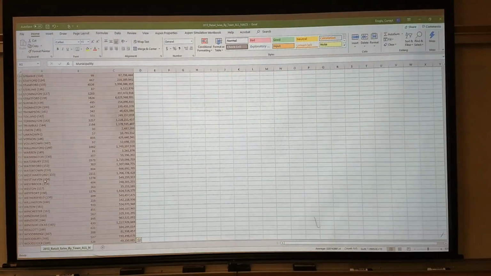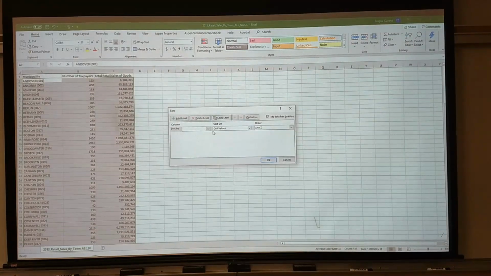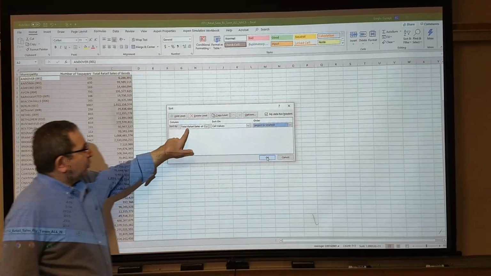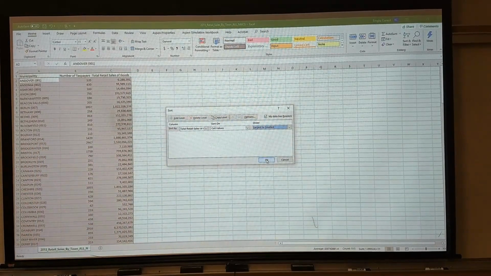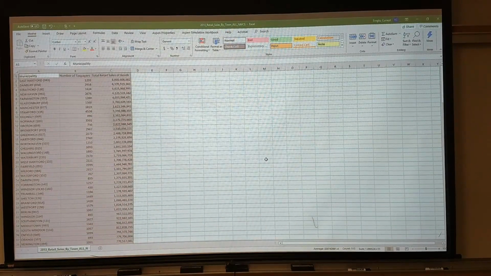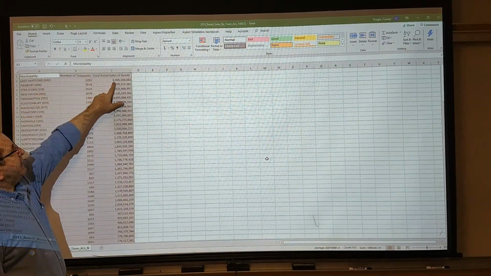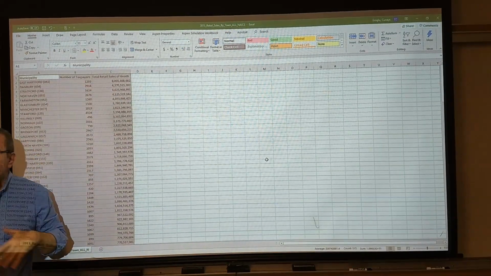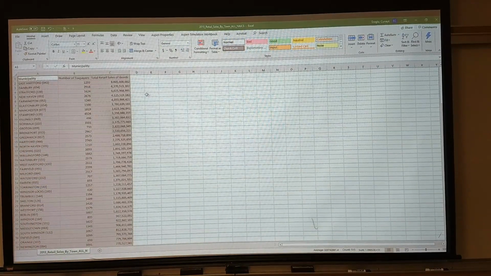So what I'm going to do is custom sort total retail sales from largest to smallest. Okay. So then I have this. This is the municipality with the highest retail sales, second highest, third highest, etc. And now what I need to do is find the cumulative sales.